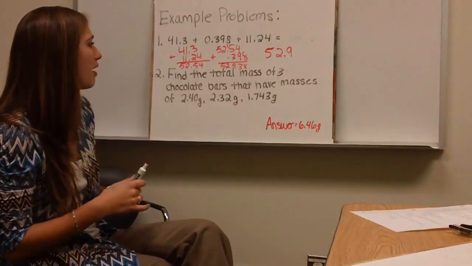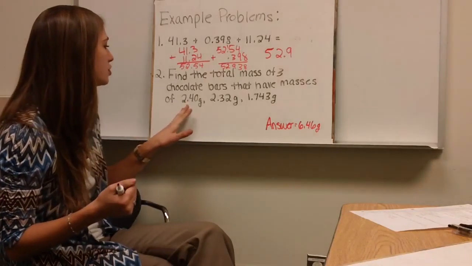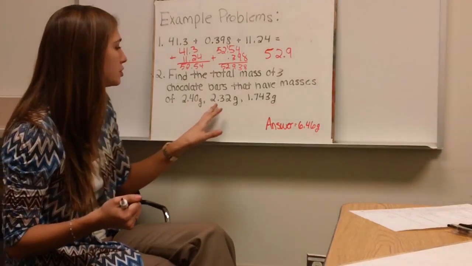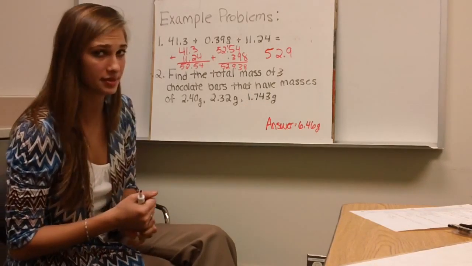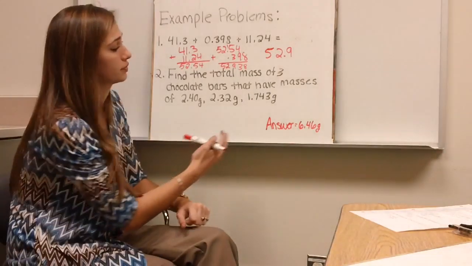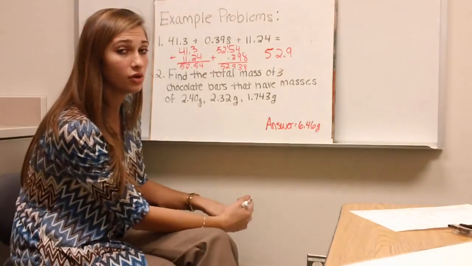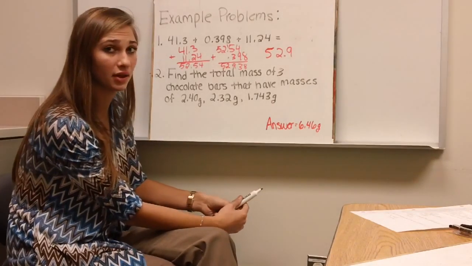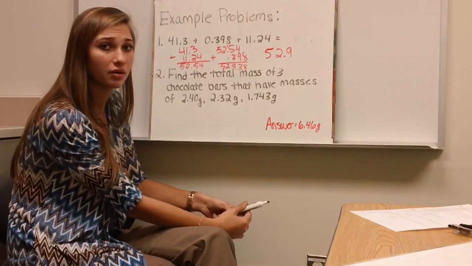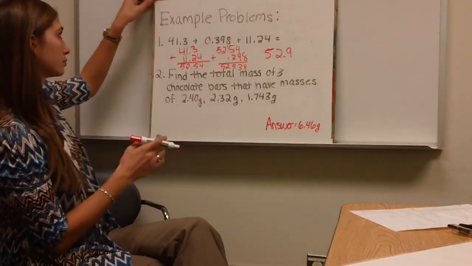So this next one. Find the total mass of 3 chocolate bars that have masses of 2.40 grams, 2.32 grams, 1.743 grams. The answer is 6.46 grams. Hopefully you got that answer. If not, try it again, see if you can get the correct answer, but if not, we can go over it.